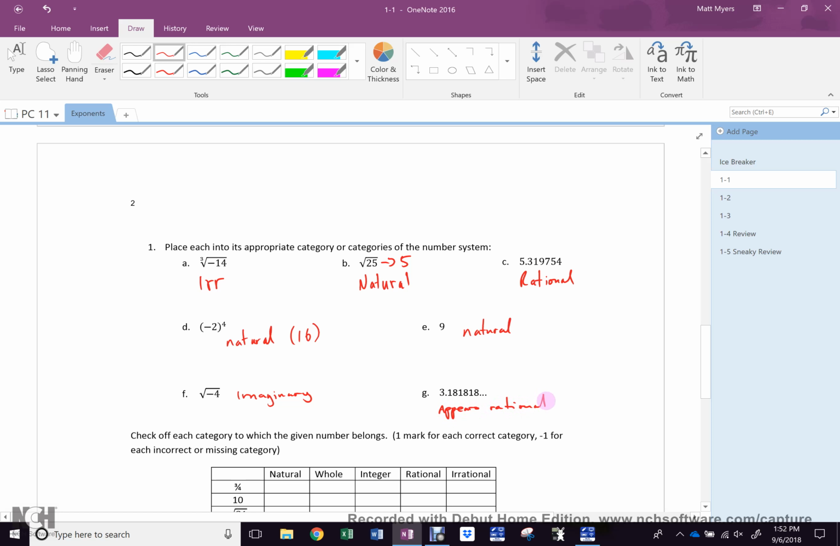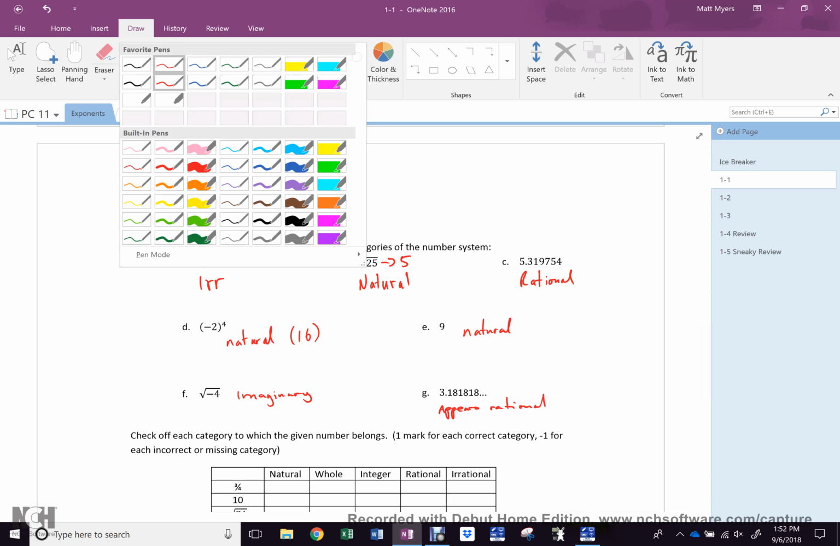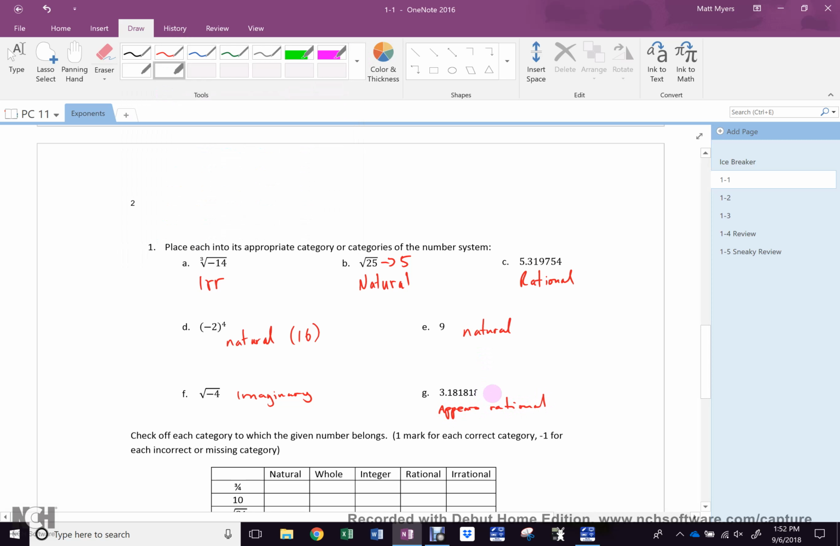No. What if those dots are gone? Then is it rational? What if I change those dots to a line? Is that rational? Yes. Good.